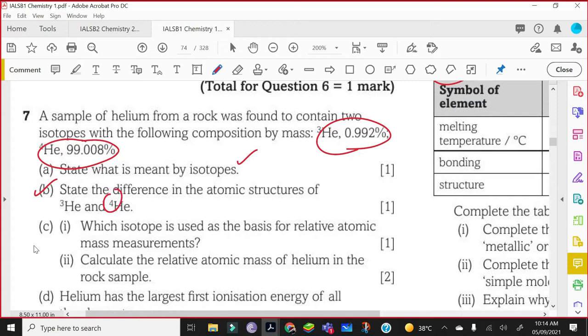These two numbers are the mass numbers, okay, and they're different by neutrons only.